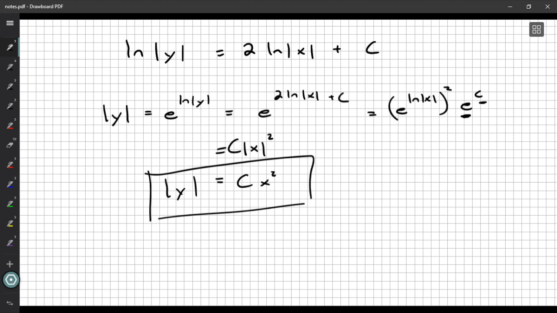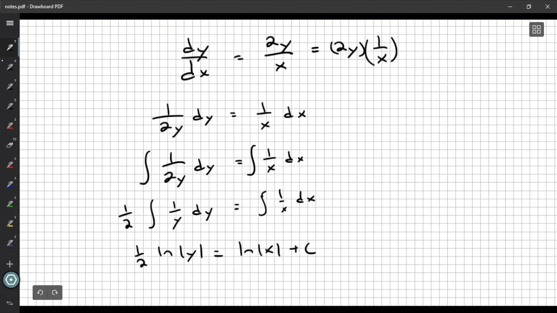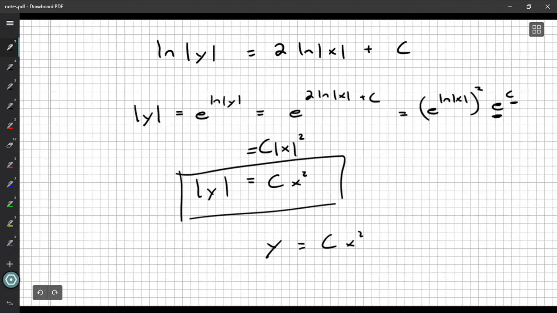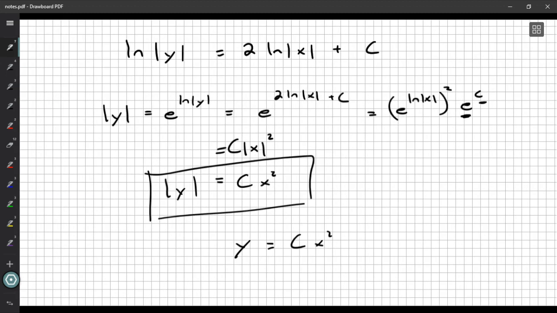Now, if you're looking at multiple choice answers and you don't see this exactly, you see something like y is equal to cx squared, you could easily go with that. Because remember, sometimes it matters if we've got absolute values with our lns. Not always, not always for questions. So sometimes we can relax that a little bit.